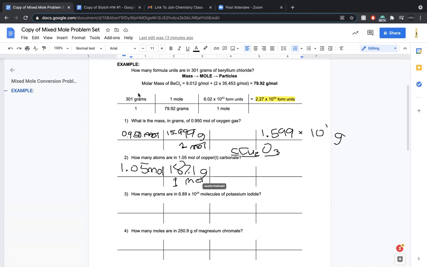So mole on top cancels with mole on the bottom. And we're just going to multiply those together real quick. Or rather, my calculator is. 196.455. So they have one sig fig before the decimal and then 2 after. So we want to make it 1.96 times 10 to the second.